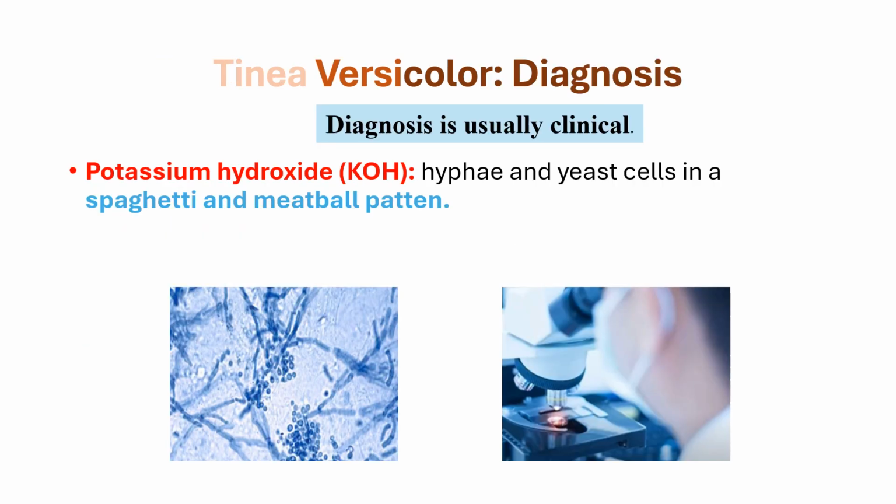So its diagnosis is usually clinical, where your healthcare provider can look at your skin and see the hypopigmentation and the hyperpigmentation. Usually, a potassium hydroxide test can be done to also help in its diagnosis, where you will see hyphae and yeast cells in a spaghetti and meatball pattern, as you can see here.